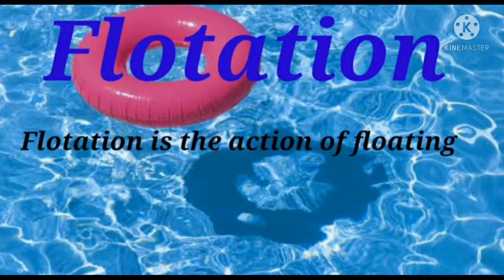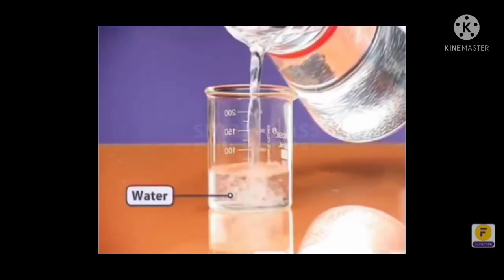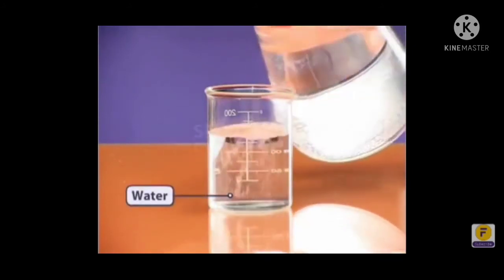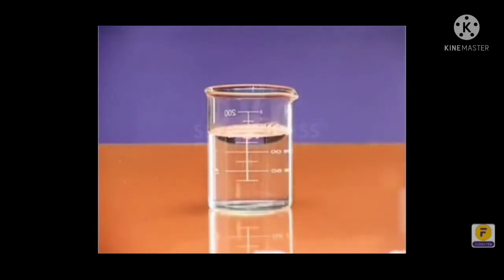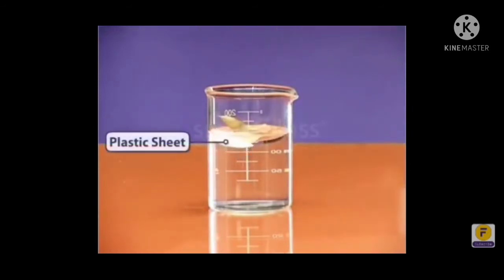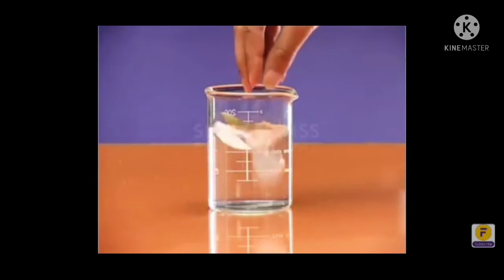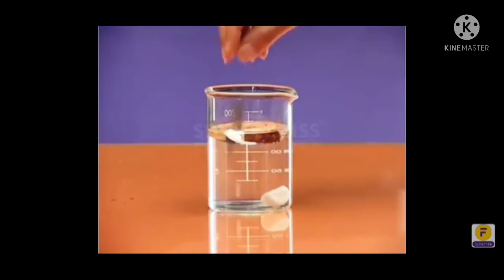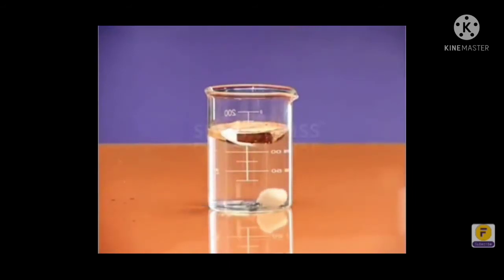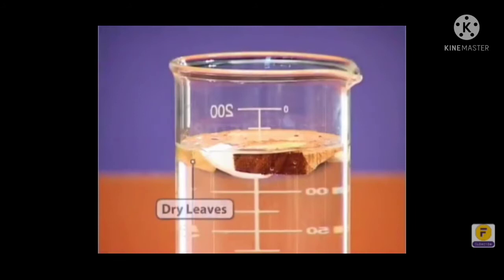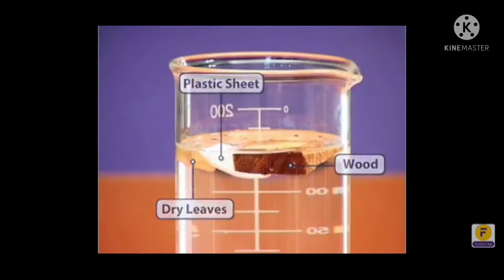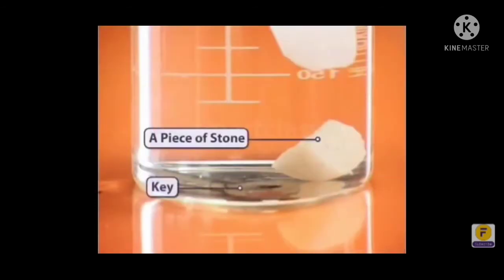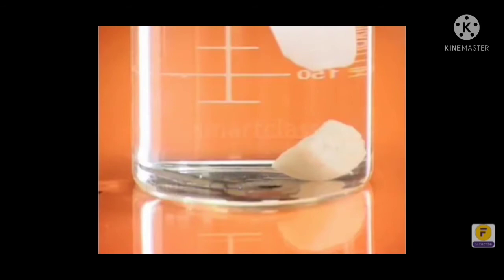Let's do an activity. Take a beaker and fill about 2/3 of the beaker with water. Slowly drop dry leaves, plastic sheets, a piece of stone, wood and a key in the beaker containing water. Children, what are the observations? You can see that the dried leaves, plastic sheet and wooden piece float, and the piece of stone and key sink into the bottom of the beaker.